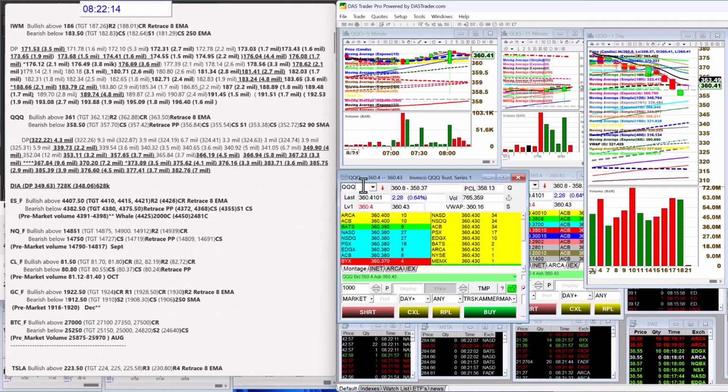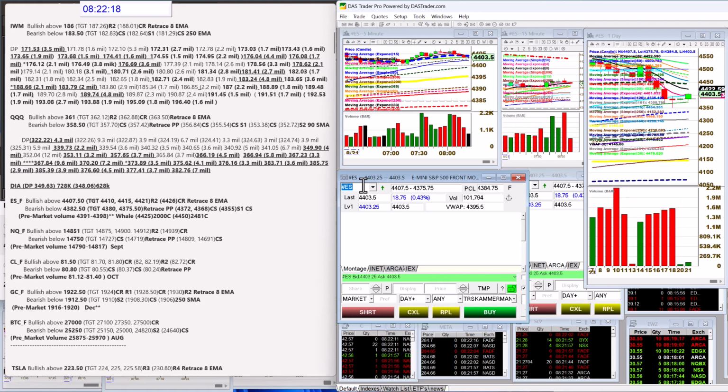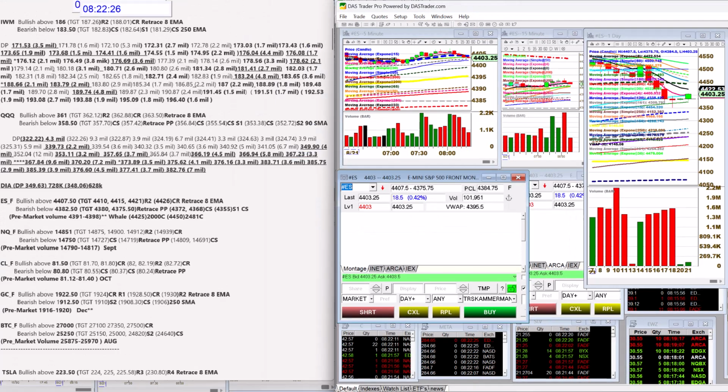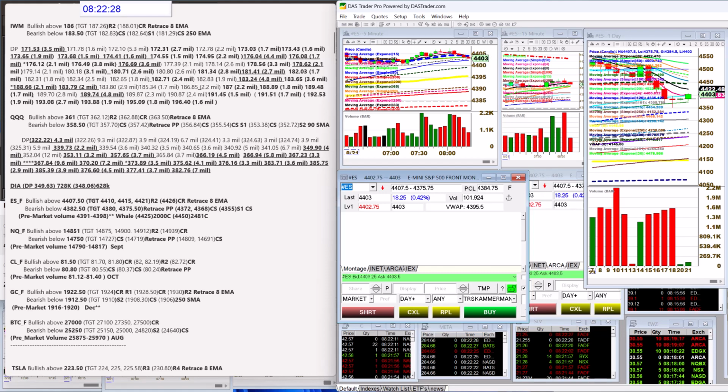And let's move on to the futures. All right, we'll start with those E-minis. Bullish above 4407.50. See that we went to the high? And we pull back. Yeah, they love to trade on that $2.50 increment level. So bullish above that and bear below 4382.50.